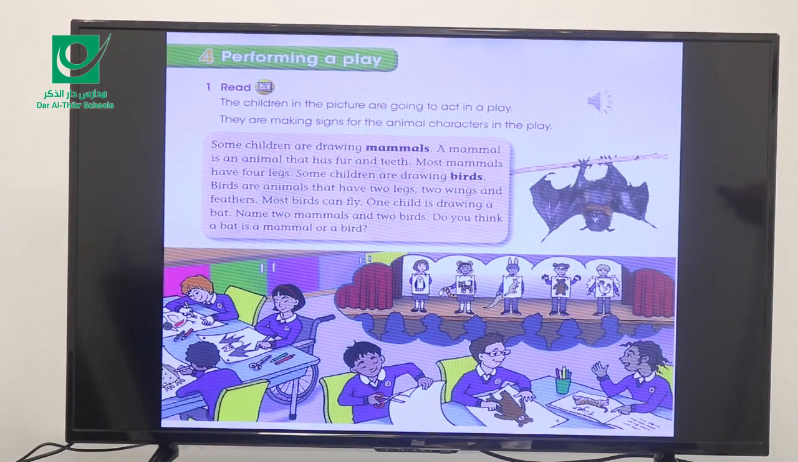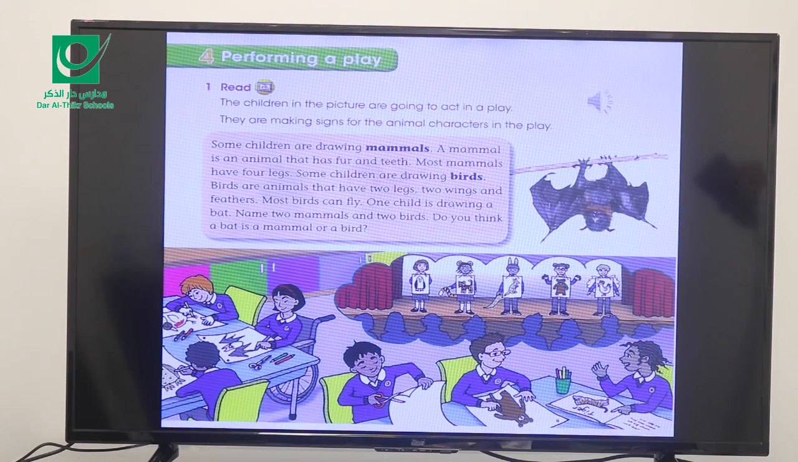Yes. Performing a play. The first part of our lesson, they say the children in the picture are going to act in a play. They are making signs for the animal characters in the play. Please listen. Some children are drawing mammals. A mammal is an animal that has fur and teeth. Most mammals have four legs.